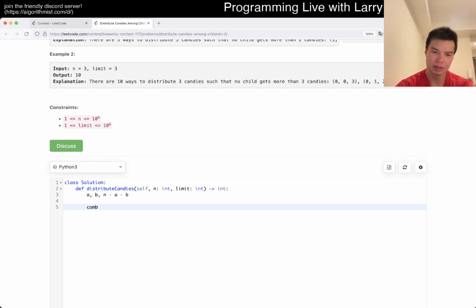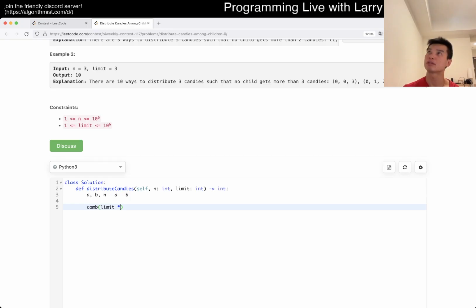Is it just limit times 2? No. How do I do it? So 6. So we have 3, and with limit is 3. We have 6 is only one way. 3, 2. There's 2 ways. So it is binomial. Is it?